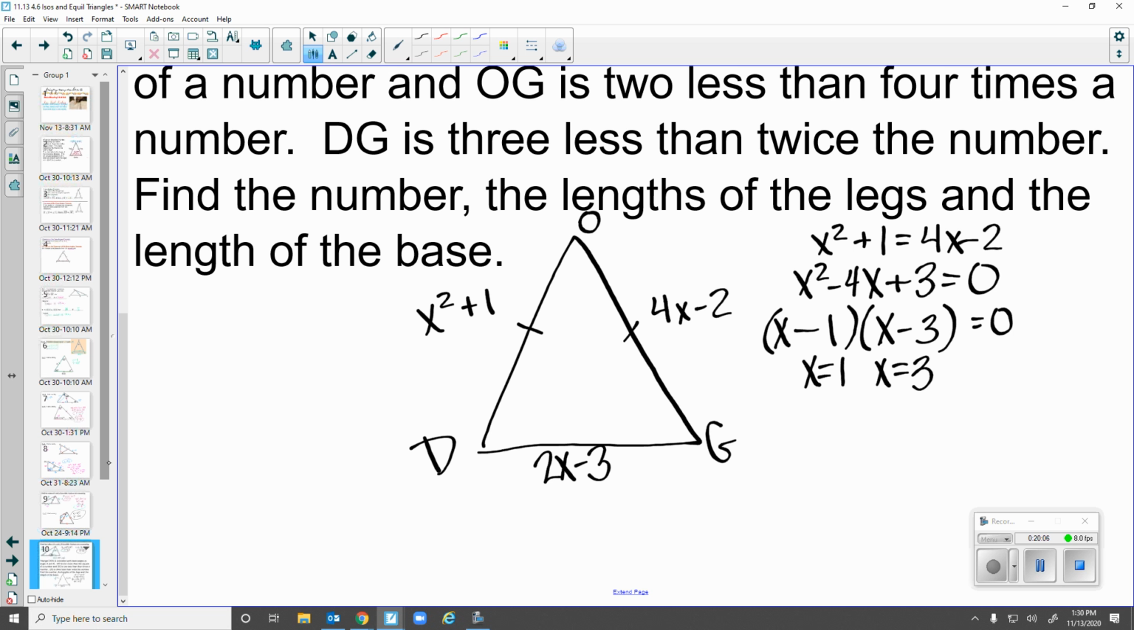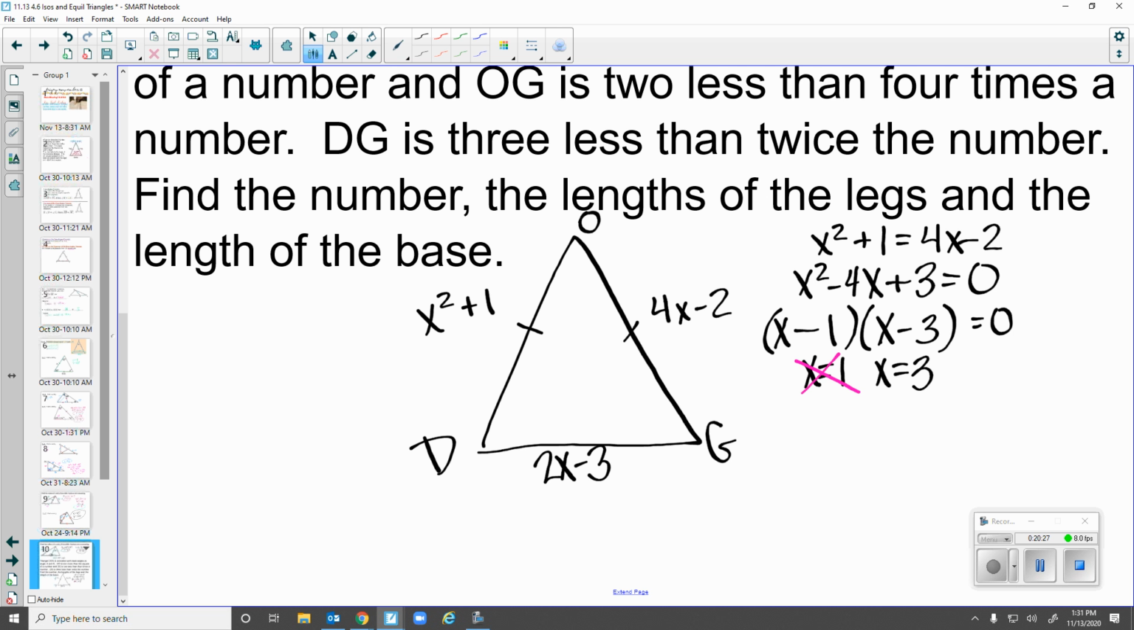Let's take the 1. So for DO, that's 1 squared plus 1, so 2. Okay, that's a big deal. And then we would have 2 on this side as well. And we put a 1 in down at the bottom for the base, that'd be 2 times 1 minus 3, which is a negative. So that can't work. So this one is not valid.